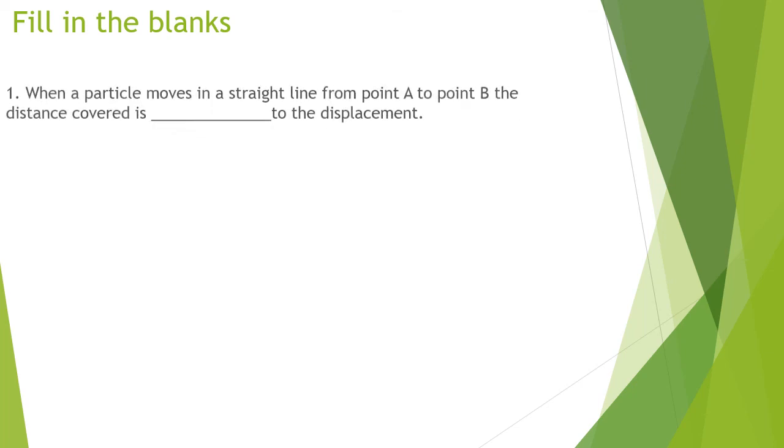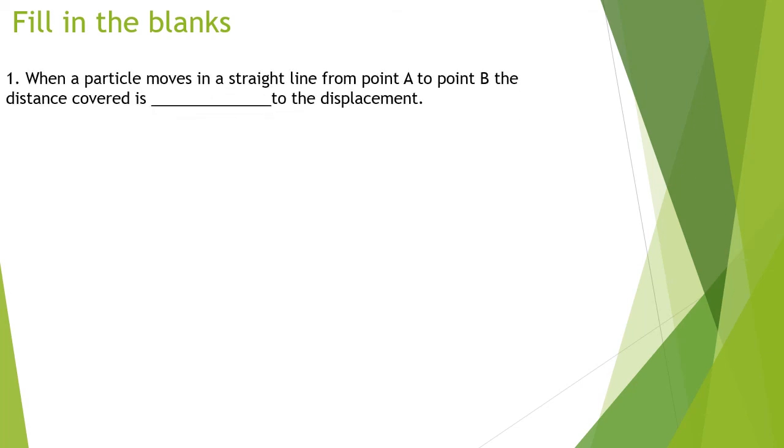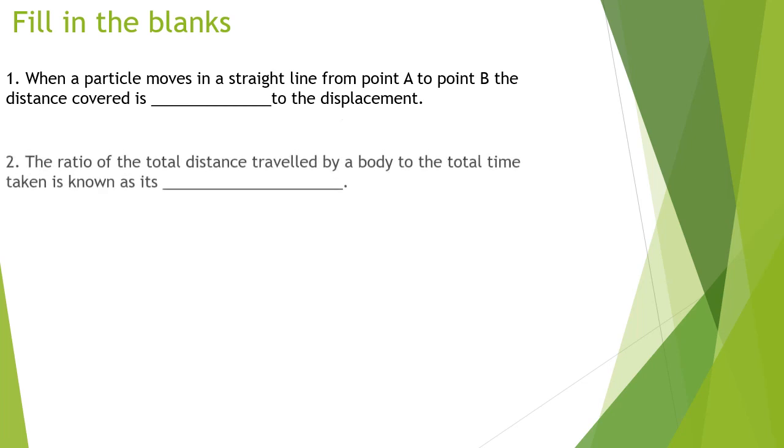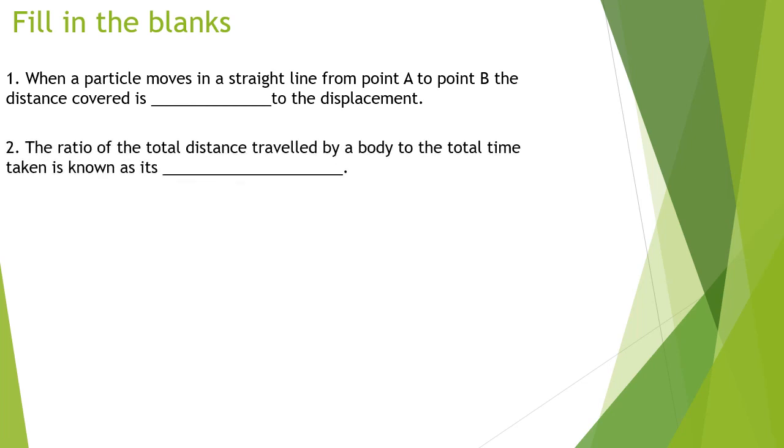Children, now based on the previous videos and this particular video session, can you just answer these questions? Try to answer. When a particle moves in a straight line from point A to point B, the distance covered is dash to the displacement. Second, the ratio of total distance traveled to the total time taken is known as its dash. 108 km per hour is equal to dash meter per second.